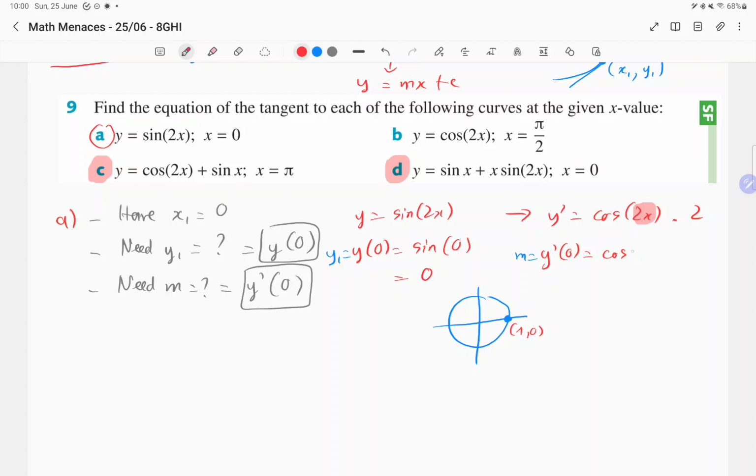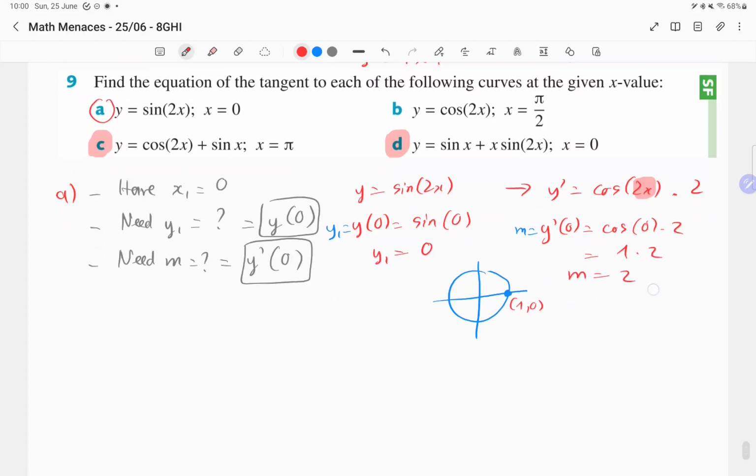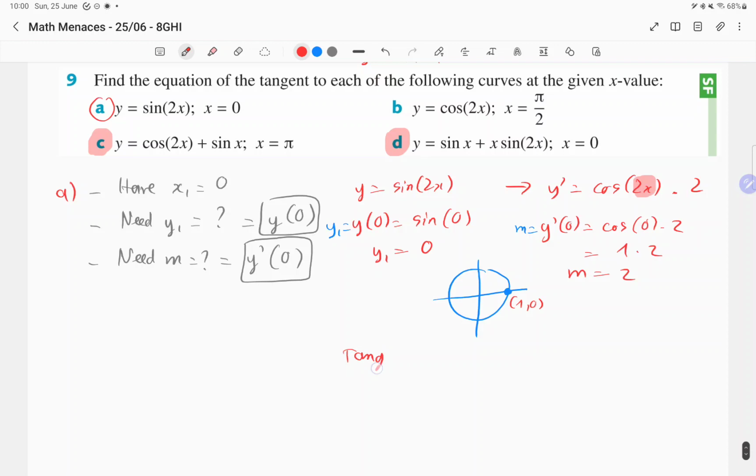So this one would be 2 cos of 0, which is 1 times 2, which is 2. So we've got the m value is 2 and y1 is 0, which means the tangent would be y minus y1, which is 0, equals the gradient 2 times x minus x1, which is 0. So simplify, y equals 2x. Done.